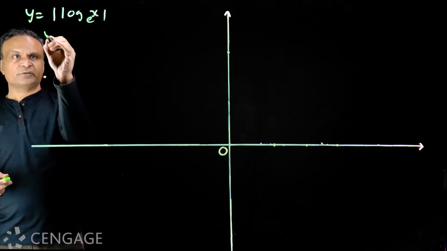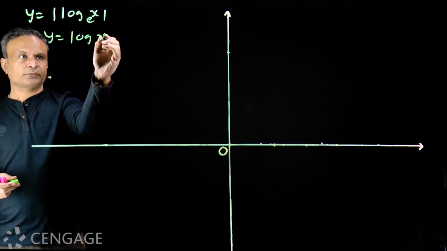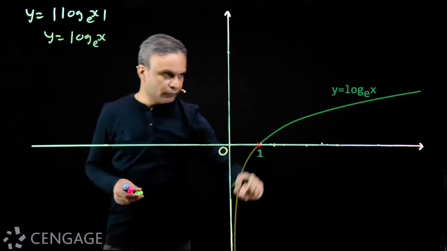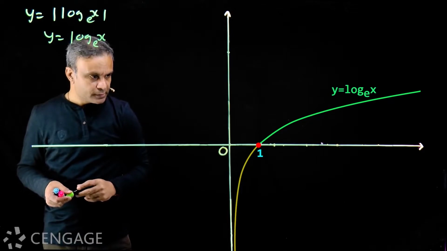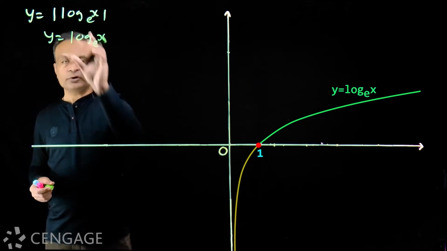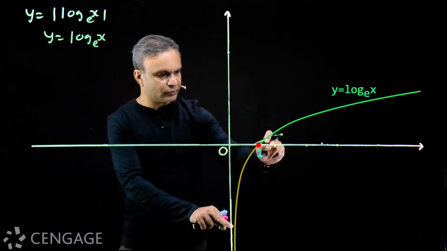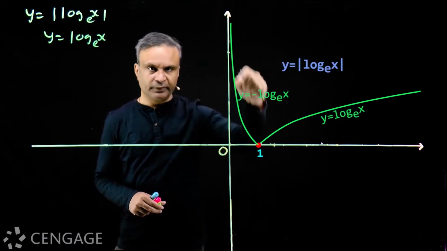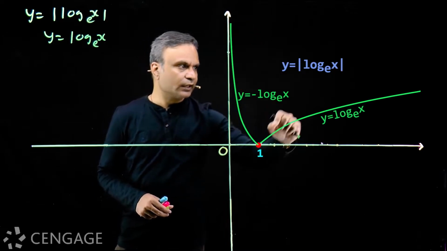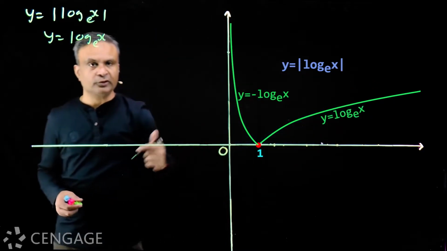Okay, now let's draw the graph of function y is equal to modulus of log x. First we consider function y is equal to log x. Here we have the graph of this function. This is the graph of y is equal to log x. And for the graph of modulus of log x, we reflect this part of the graph in x-axis. So we get this reflected part. So this is the graph of y is equal to modulus of log x.